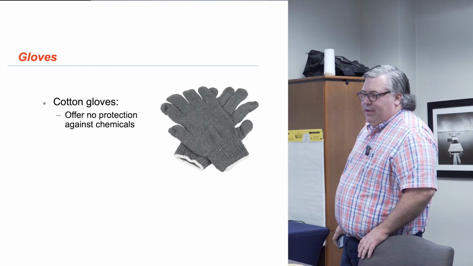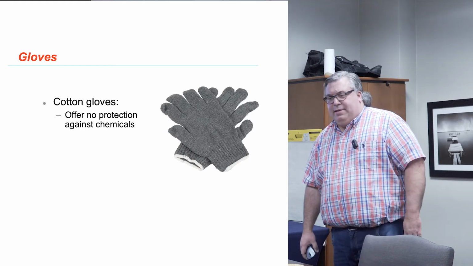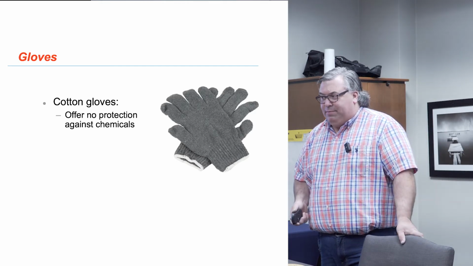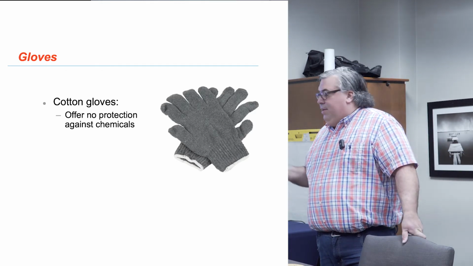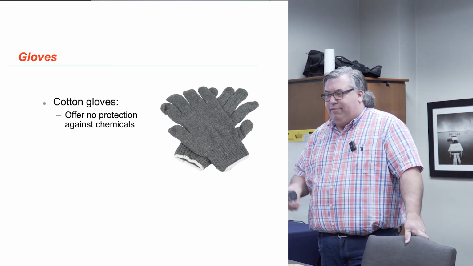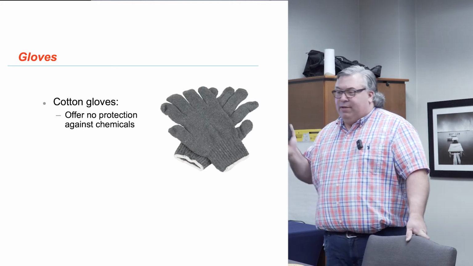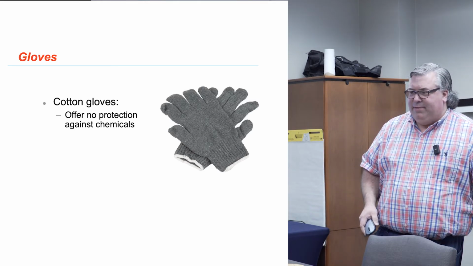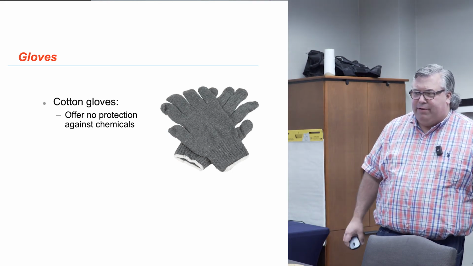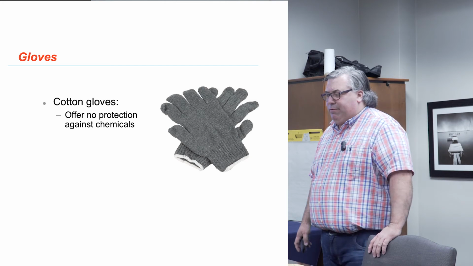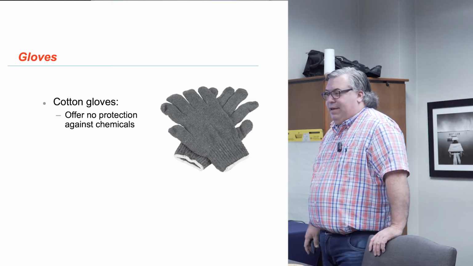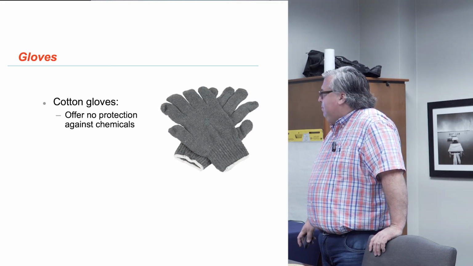Now this glove, you'll see in the shop a lot. This is a cotton glove. This glove is great for keeping fingerprints off of parts, and it's great for keeping oil off your hands if you don't want to wash your hands to get oil off for oily parts. However, it offers no protection for chemicals. It's a cloth glove, it's woven, so there's holes all over it. Anything can just seep through those gloves. So just keep that in mind. Cotton gloves are not for any protection.